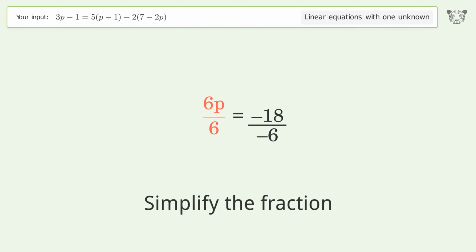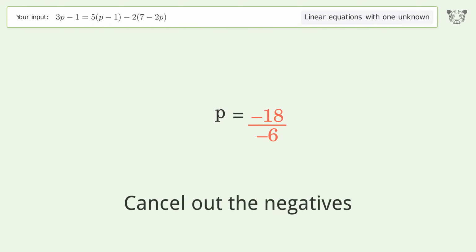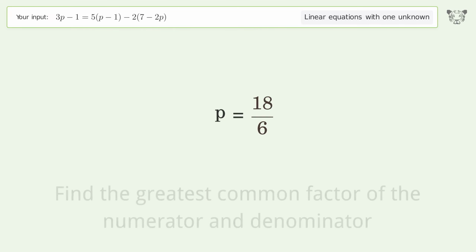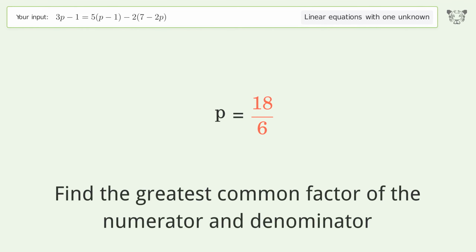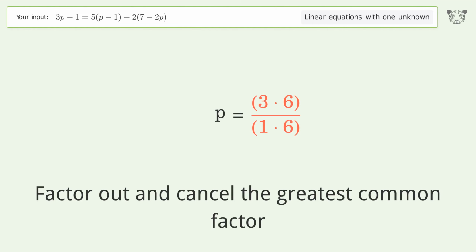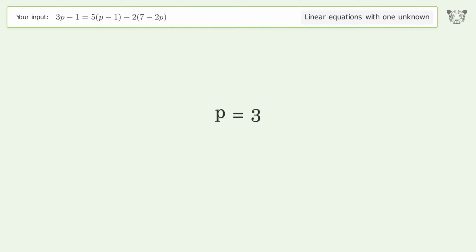Simplify the fraction. Cancel out the negatives. Find the greatest common factor of the numerator and denominator. Factor out and cancel the greatest common factor. And so the final result is p equals 3.